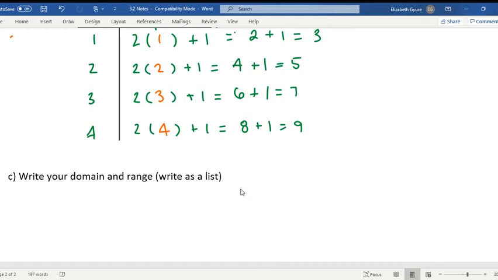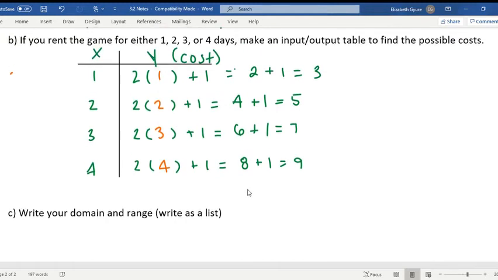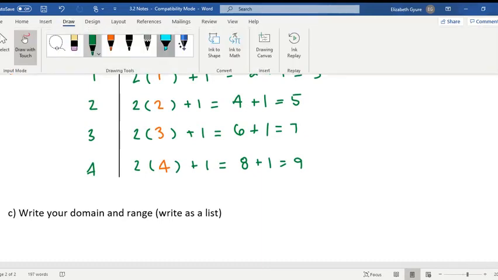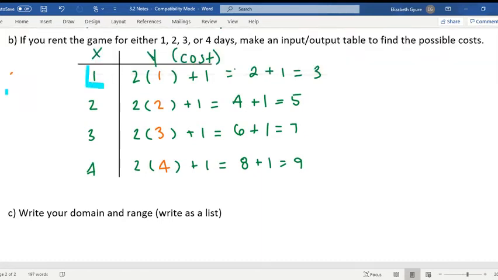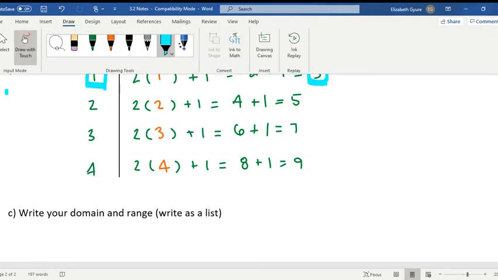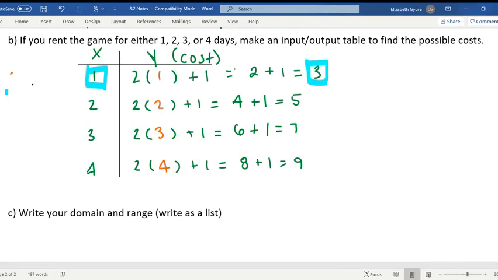But we do have a t-chart. And isn't a t-chart just technically points? So if you look up at this table, these are all technically coordinate points. So if you look at our first one here, 1 goes with 3. This is technically the coordinate point 1, 3. That's technically what that means.